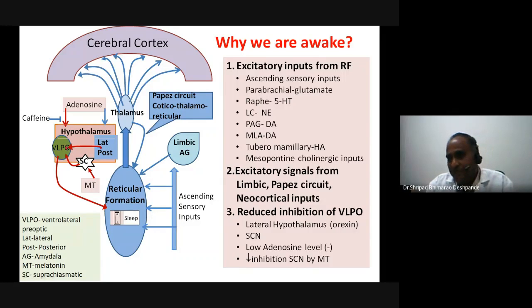That's one component. Then we have another area of the hypothalamus, the suprachiasmatic nucleus. This is the biological clock, and that would try to excite. That means it will try to influence the VLPO and the lateral and posterior hypothalamus. So when the morning light is on, this is inhibited.